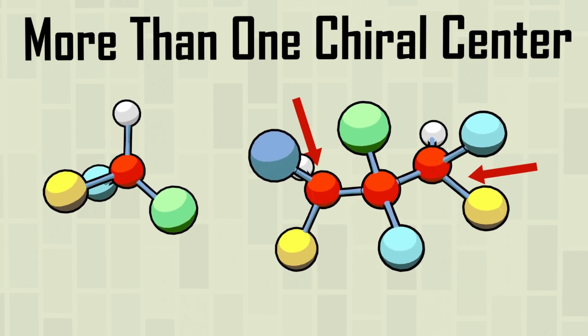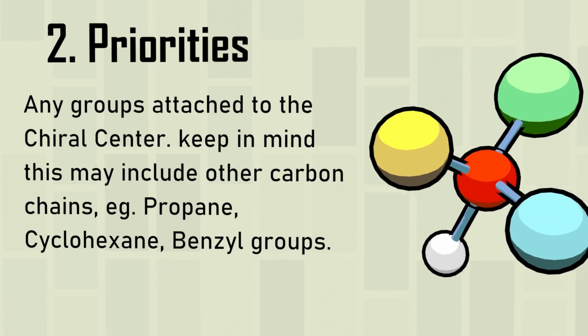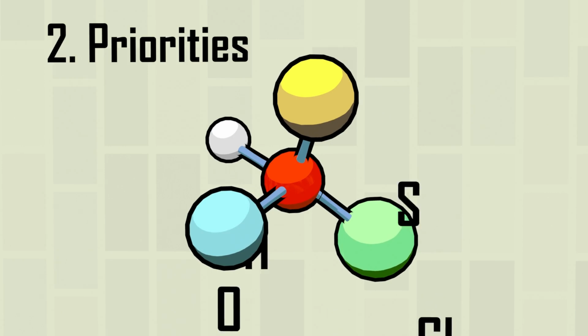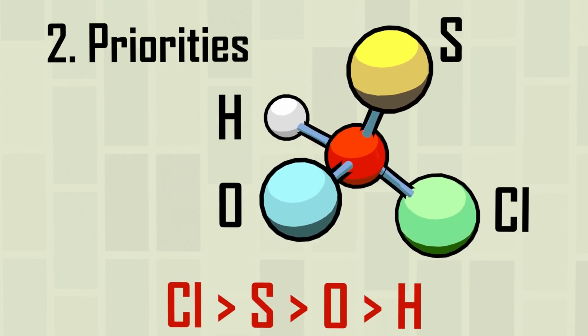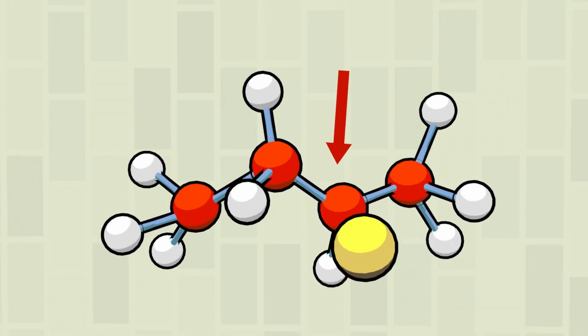Priorities. Priorities are defined as any group attached to the chiral center, including other carbon chains. We order them by atomic number. For instance, Cl is the heaviest element and is hence given the highest priority, whereas H is given the lowest. As a reminder, here's the chiral center.